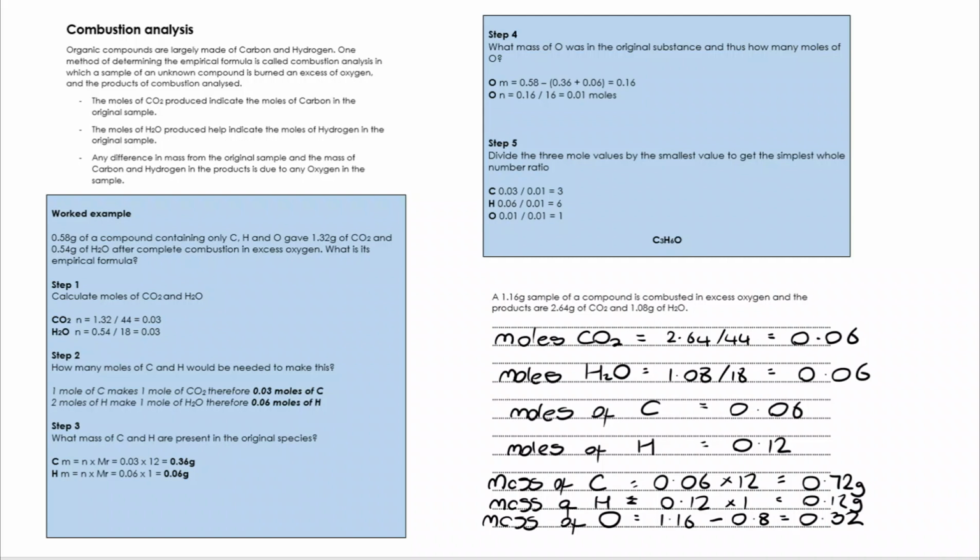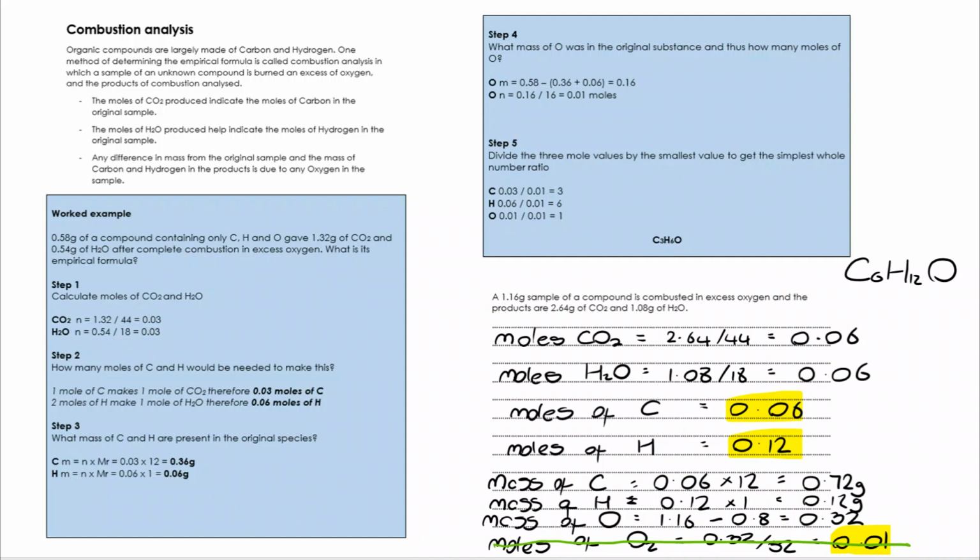Now, once I've got each of those masses, and I've already actually got my moles of C and moles of H, I can use that mass of oxygen to calculate my moles of O, and I get 0.06, 0.12, and 0.01. C6H12O. However, we've fallen into a pitfall, so I wanted to watch what we're about to do very carefully.